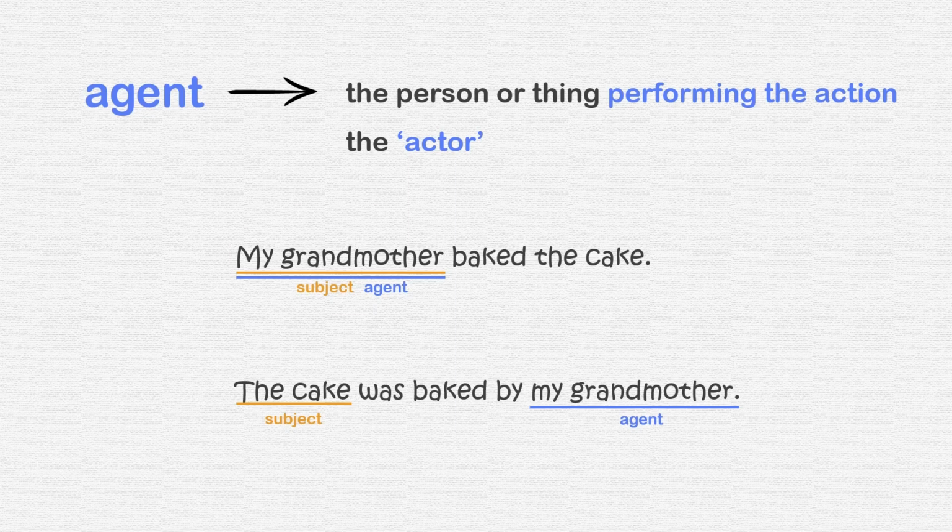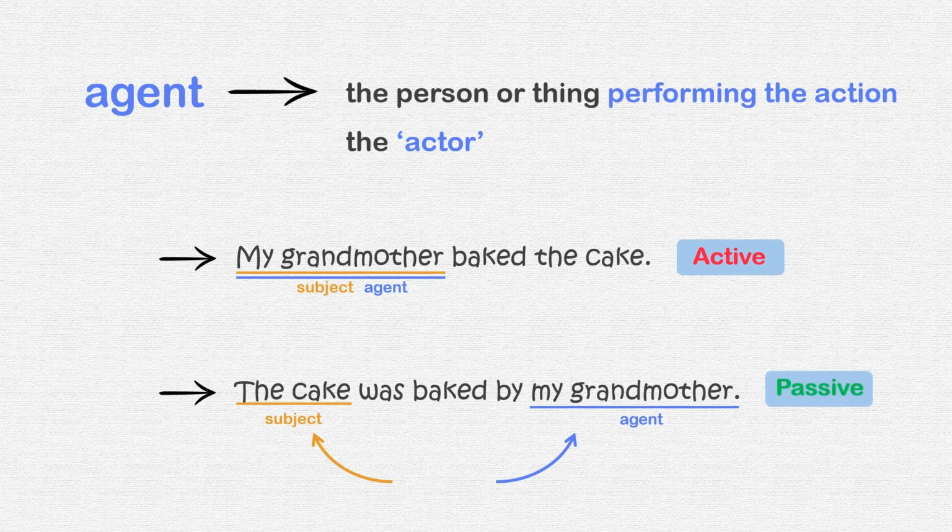When the subject and the agent of the sentence are the same, as is the case in this sentence, active voice is being used. When the subject and the agent are different, like in this sentence, passive voice is being used. That's a very brief overview. Check out our other video using the link in the video description for a more detailed explanation.